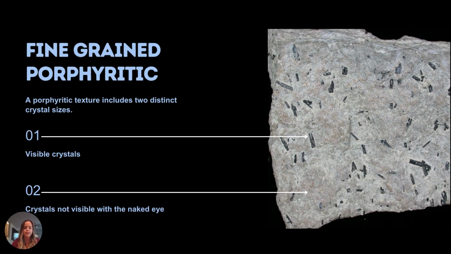Now we get into some specialized textures like porphyritic. So a porphyritic rock will contain two distinct crystal sizes. And we can have fine-grained porphyritic and coarse-grained porphyritic. With fine-grained porphyritic, we have one crystal that is visible and one that is not. So here it's pointing to the visible crystals, which are those black linear crystals. Those are all hornblende crystals in this rock. And then the second one is showing you the gray matrix there, and that is your non-visible, which is making this a fine-grained porphyritic. If they were all visible, it would be considered a coarse-grained porphyritic.